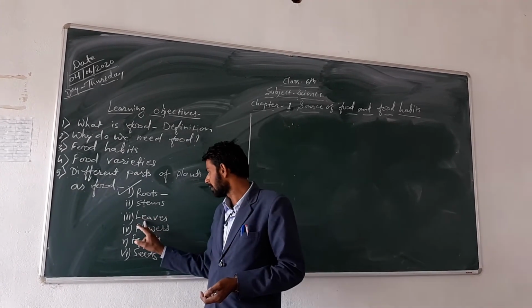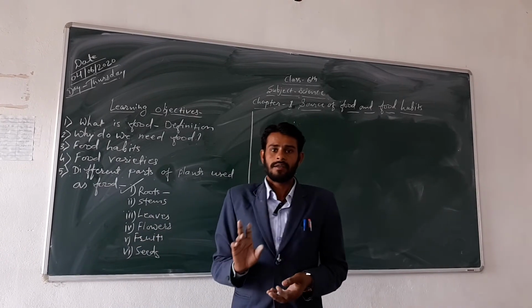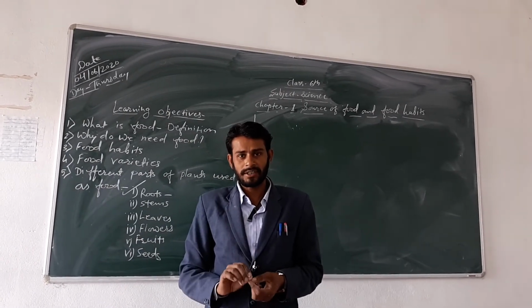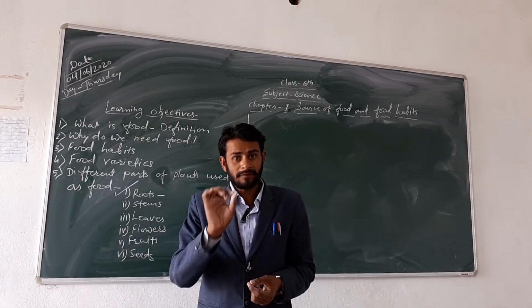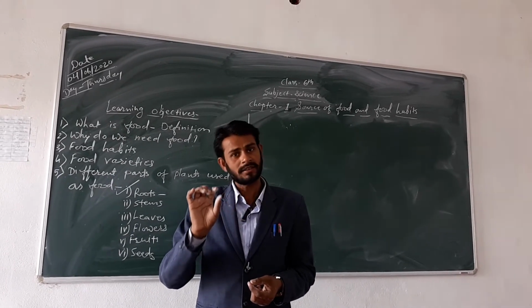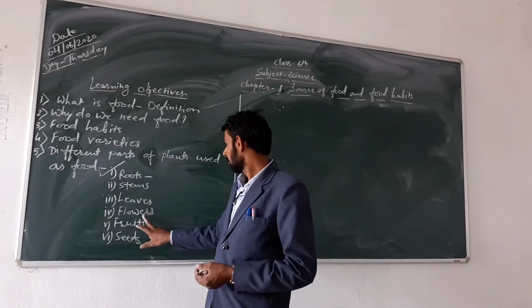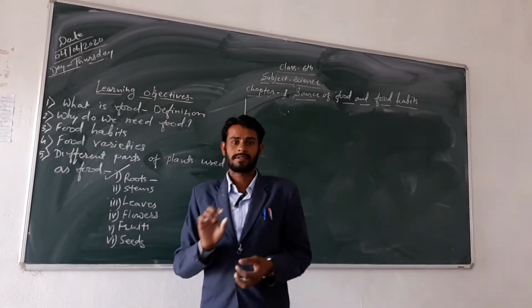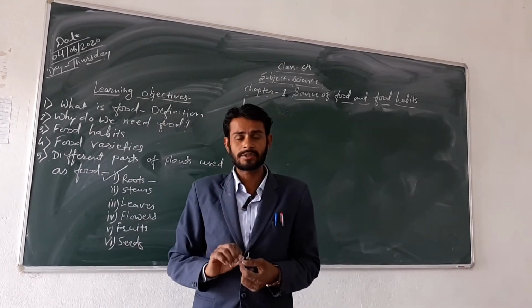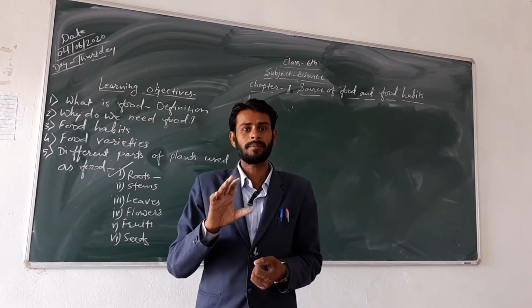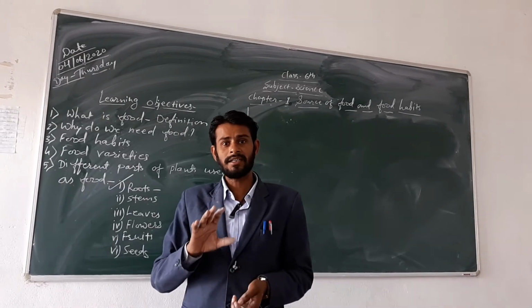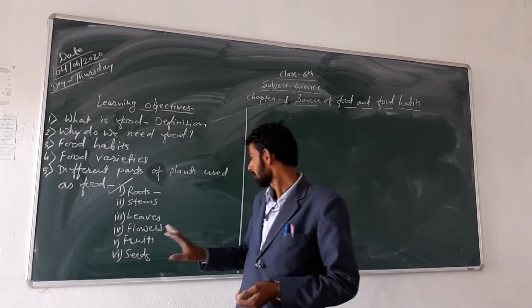Third, leaves. Coriander, fenugreek, spinach, etc. These are the leaf part which are used as food. Flowers. Saffron, rose, cauliflower. These are a few examples of the flowers which are eaten as food.